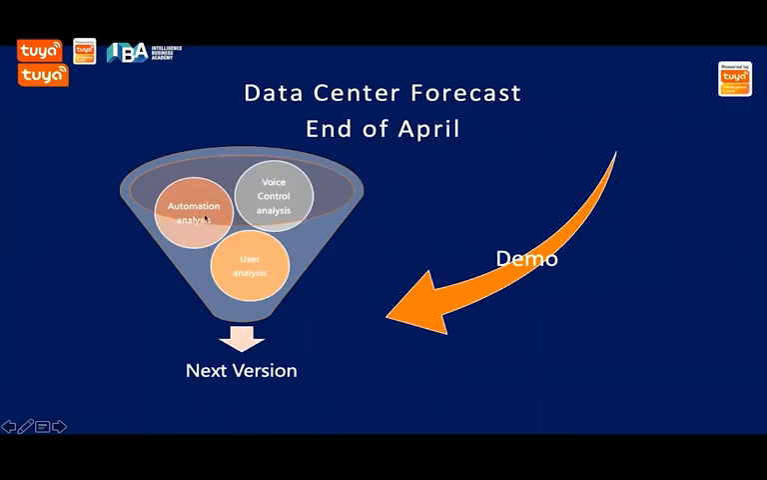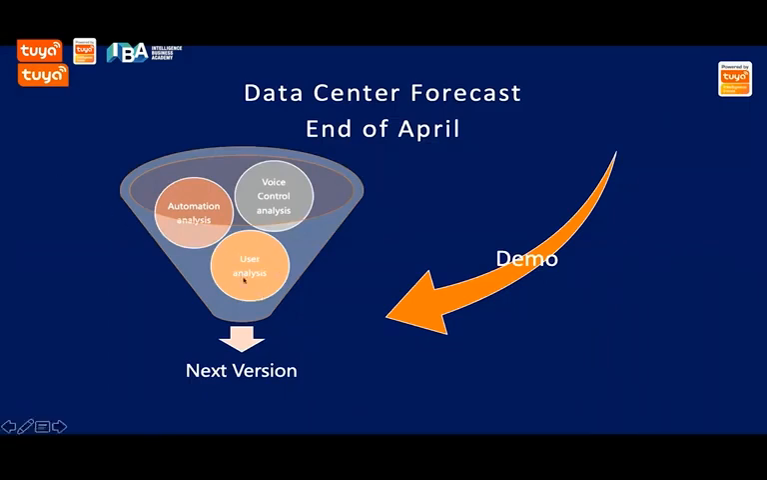For example, the automation. I just introduced scenario automation. They are the same thing. So for automation analysis, you can see which devices are linked most frequently, and see if you want to push any advertisements to different devices. Yeah, this is how it works.